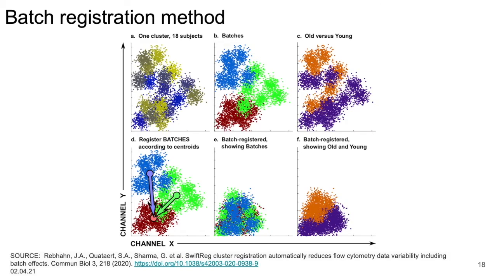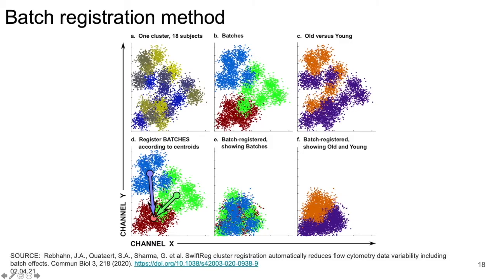So for example, if we had one cluster, and this is showing 18 subjects, so each of these clusters is a different subject, but it all represents the same cluster. We might have 3 different batches, here indicated by the green, red, and blue. And if we broke this down according to the demographics of the sample metadata, we would find that some of these samples came from old or young subjects, indicated by the orange or purple. And we can register these batches according to the centroids of that batch.